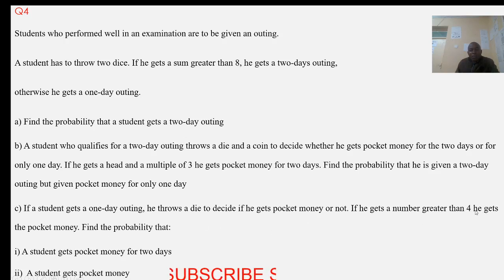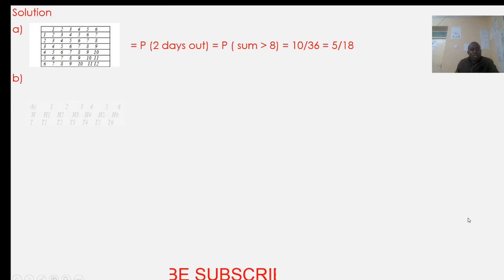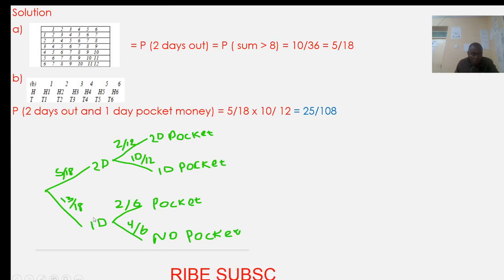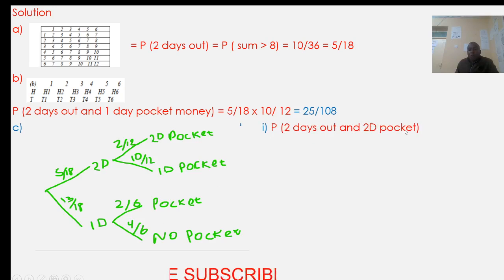So the probability of getting pocket money is 2 out of 6. If it's 1 day, the probability of getting pocket money is 2 out of 6. Otherwise, not getting pocket money is 4 out of 6. So I'm asked to find the probability of getting 2 day out and 2 day pocket.